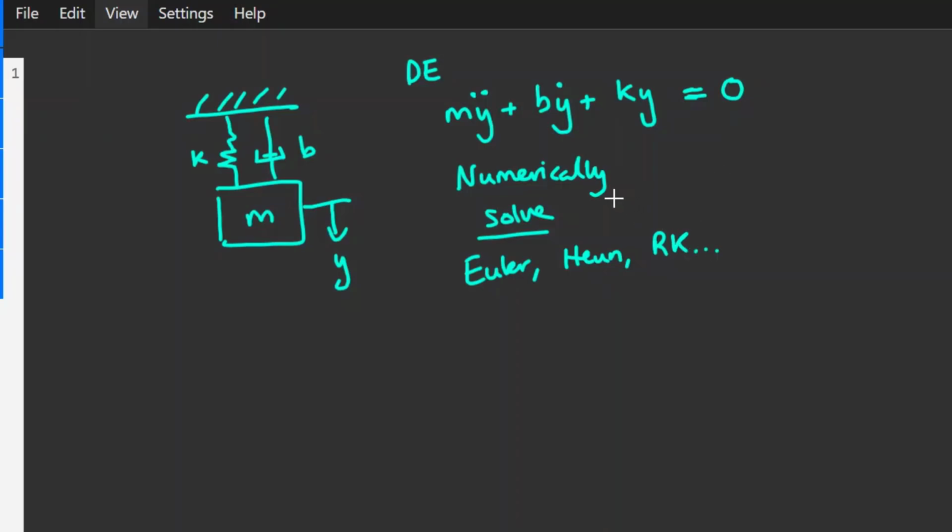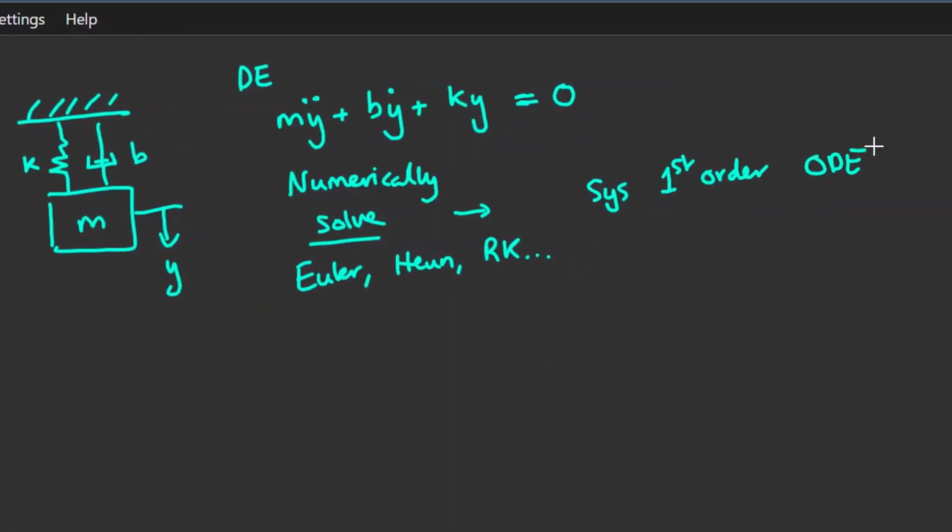Okay, but in order to be able to solve them this way, we need to have a system of first order ordinary differential equations. The one we have right now is a second order ordinary differential equation. So we need to first convert it to a system of first order differential equations, and this is where state space comes in.